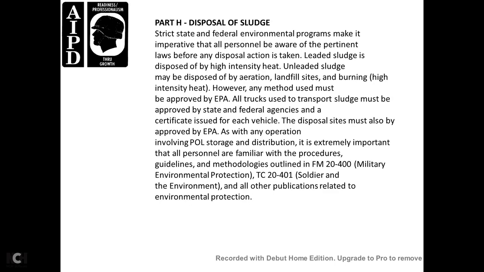Part H, disposal of the sludge. Strict state and federal environmental programs make it imperative that all personnel be aware of the pertinent laws before disposal action is taken. Leaded sludge is disposed of by high-intensity heat. Unleaded sludge may be disposed of by aeration, landfill, hillsides, or burning at a high-intensity heat. However, any method used must be approved by the Environmental Protection Agency. All trucks used to transport the sludge must be approved by the state and federal agency, with a certificate issued for each of the vehicles. The disposal site must also be approved by the EPA.